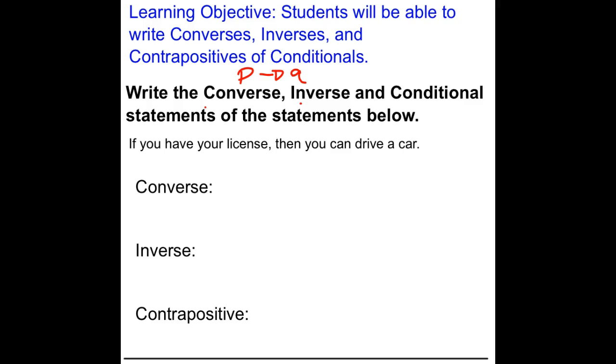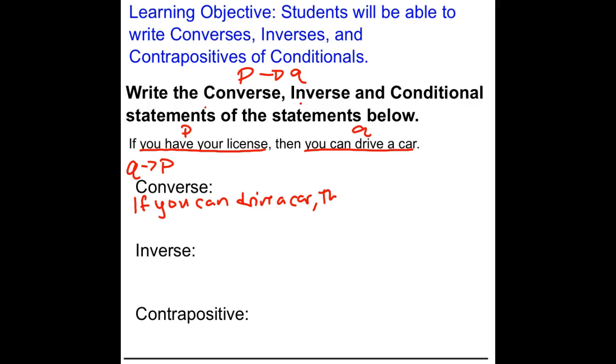So if you have your license then you can drive a car, well, the hypothesis is, hey, you have your license. The conclusion is, hey, you can drive a car. What the converse does, if you don't remember, is it takes that order and flips them. Q implies P. So we're going to say, if, we start with that if, you can drive a car, then you have your license. Okay, so it just takes the order and switches it.